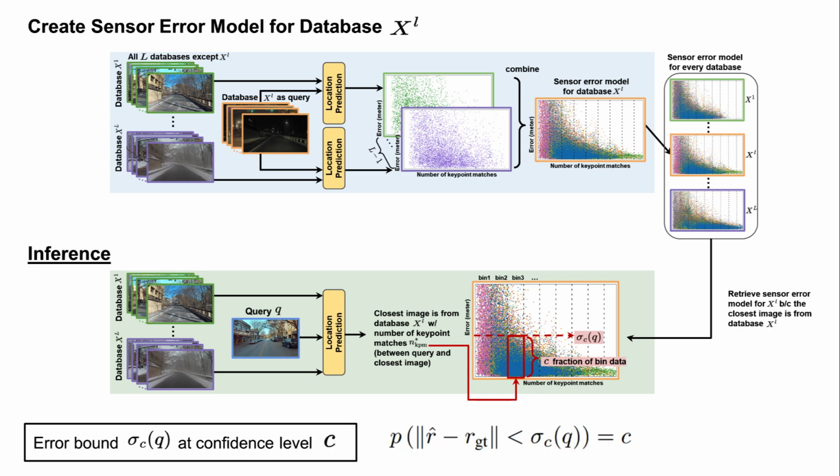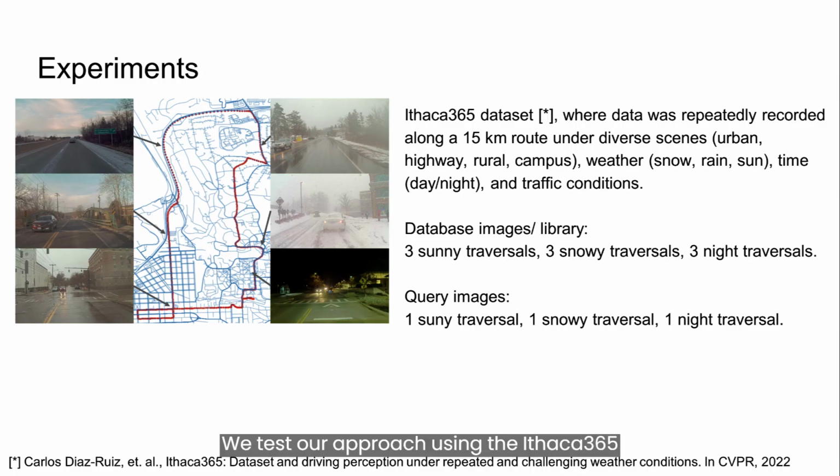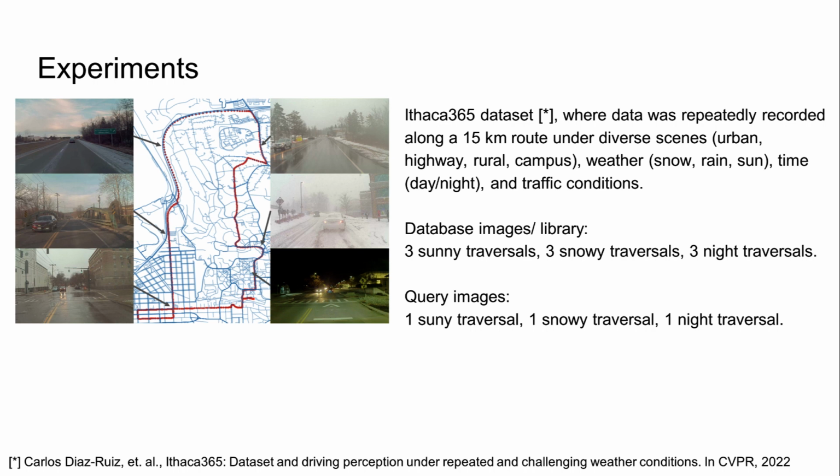We test our approach using the Ithaca365 dataset, where data was repeatedly recorded along a 15-kilometer route under diverse conditions. We use 9 traversals as the database or library, 3 from sunny, snowy, and night. And we use another 3 traversals as the query for testing.